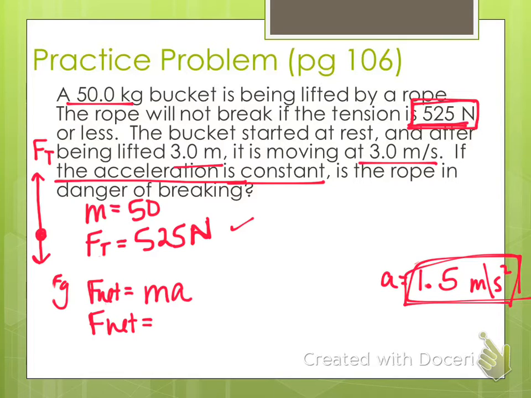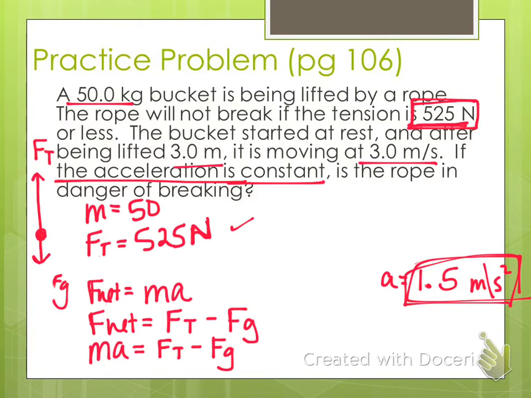So what's our upward force here? Tension. And what's our downward force? Gravity. Our goal here is to look at our tension force and compare it to the maximum amount that the rope can withstand. If we know that the net force is equal to mass times acceleration, and we know the net force is equal to tension minus gravity, can't we do a substitution there? So we're going to take mass times acceleration equals tension minus gravity. And that's the force due to gravity.